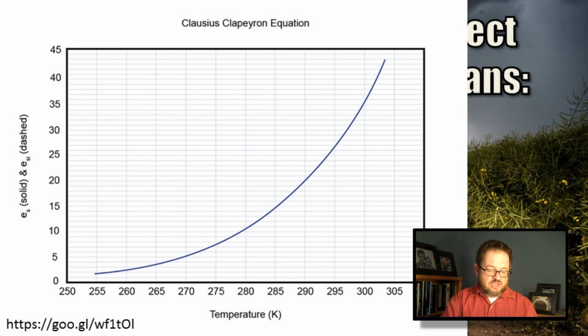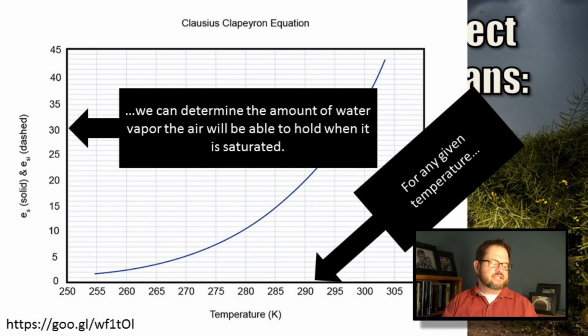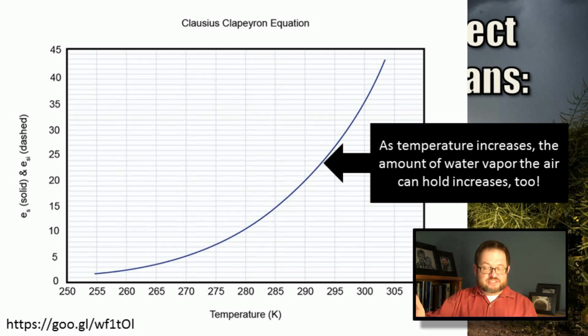But you can see that temperature and the saturation vapor pressure are very strongly related. I mean, you could pick any given temperature along the x-axis there, and then read across the graph and over to the y-axis, and that will determine the amount of water vapor that the air would be able to hold if it were saturated. Remember that word saturated from intro? Saturated means the air is now holding as much water vapor as it is capable of holding. And you can see from this graph clearly as temperature increases, the saturation vapor pressure increases too.